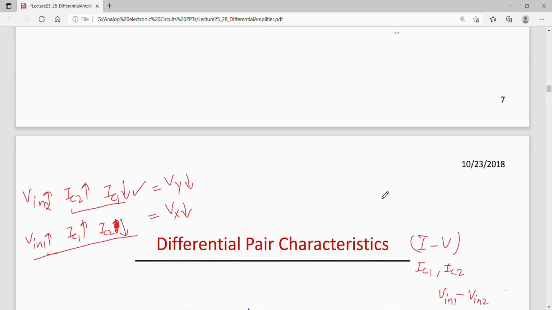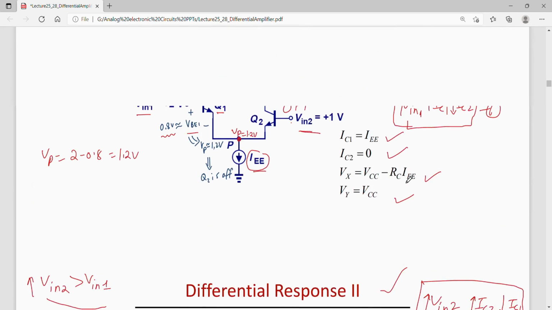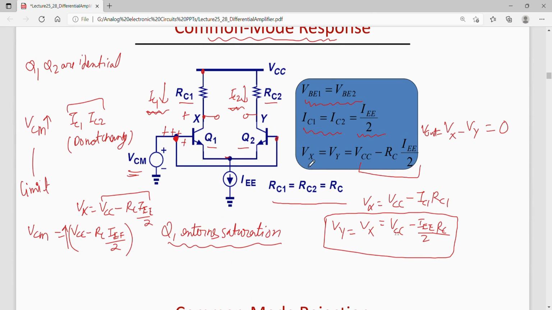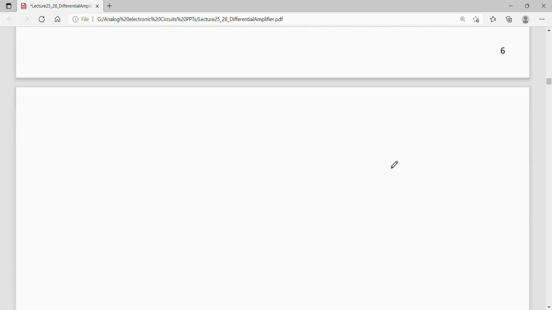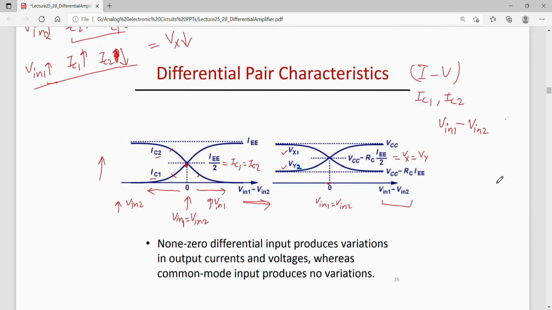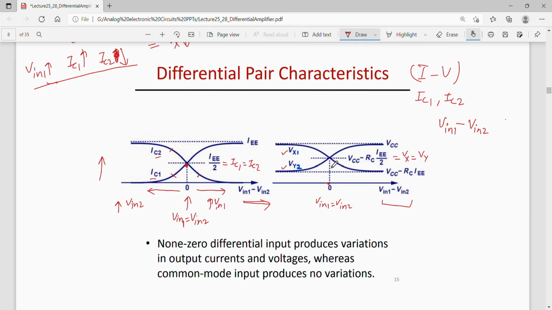Okay. So I'll take you back here. We had written here that Vx is equal to Vy, which is equal to Vcc minus Rc times IEE by 2. So this point is clear now. When Vin1 is equal to Vin2, then both outputs are the same, which is Vcc minus Rc times IEE by 2.